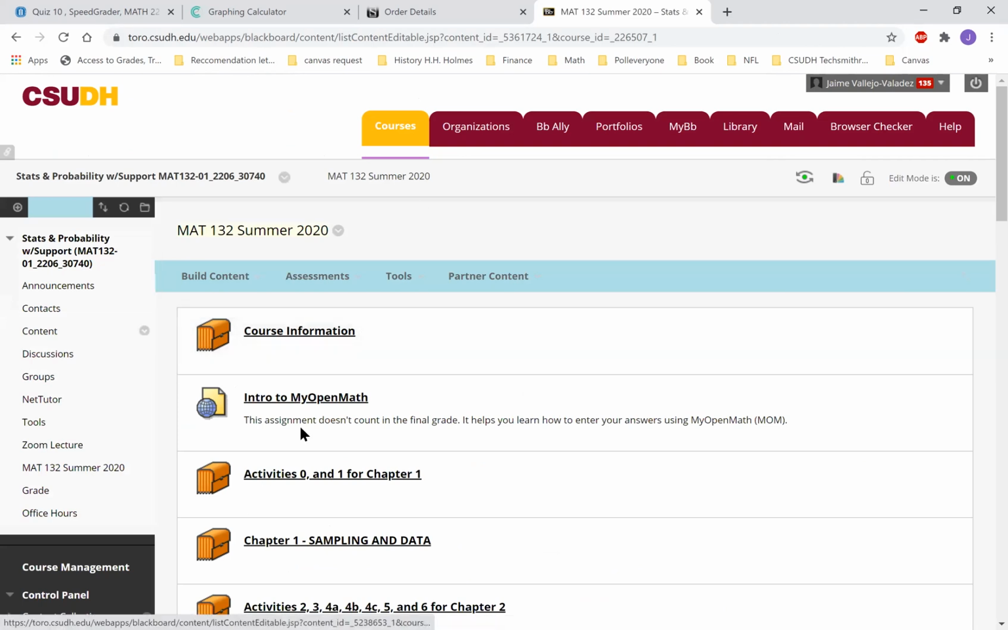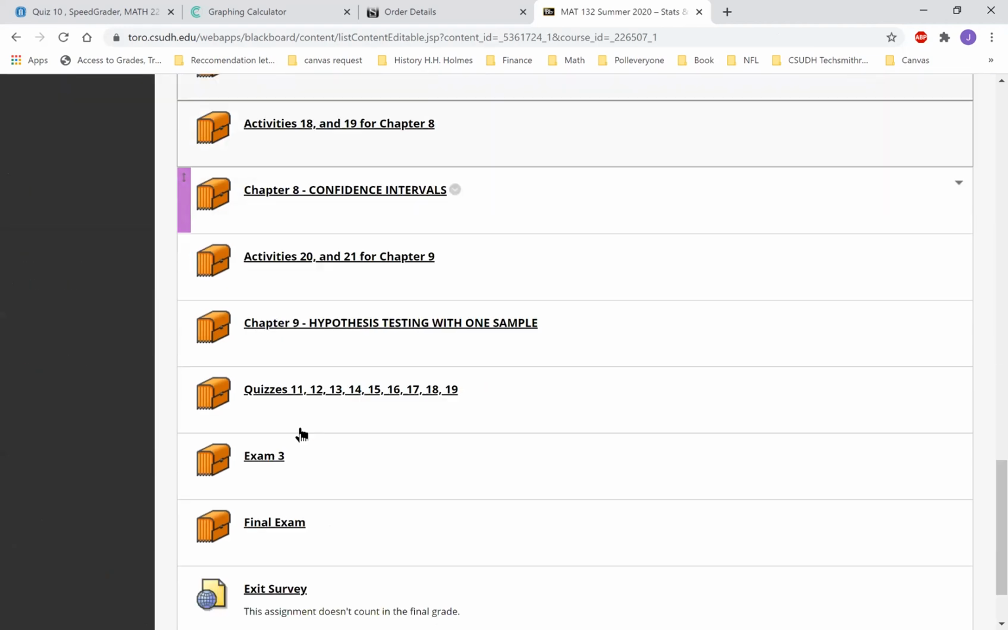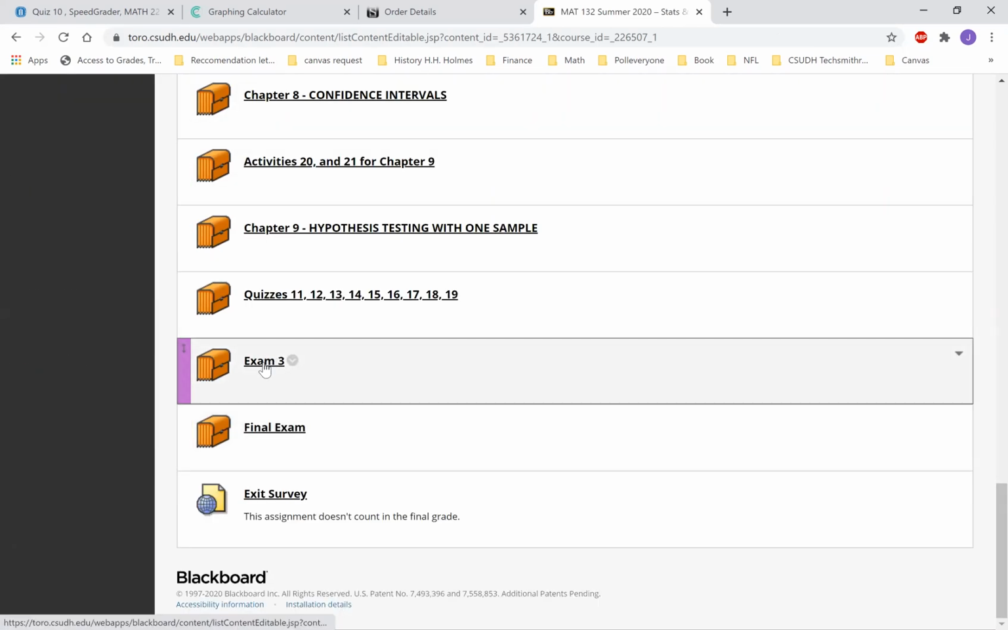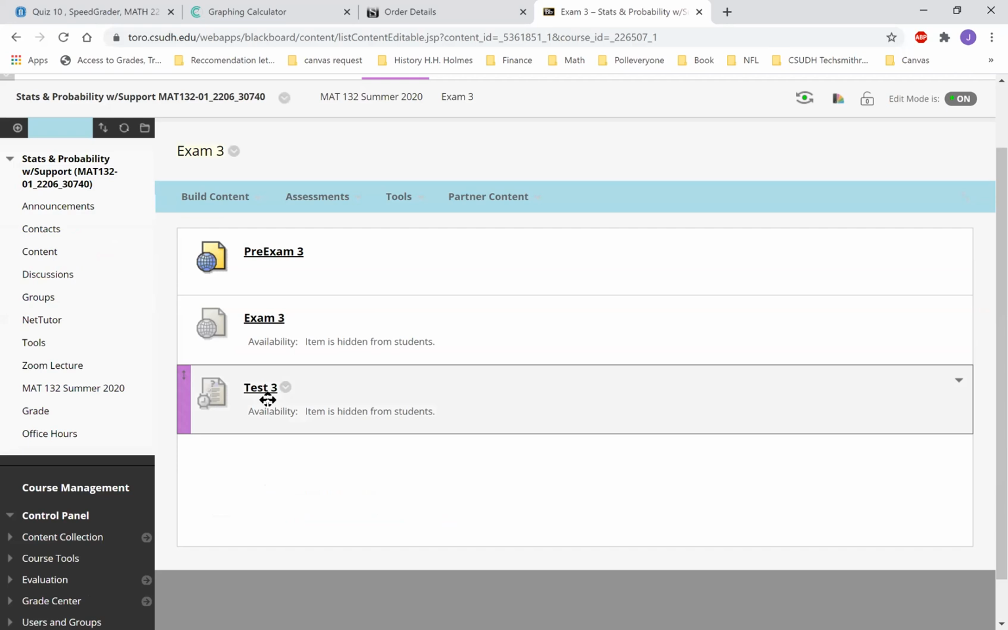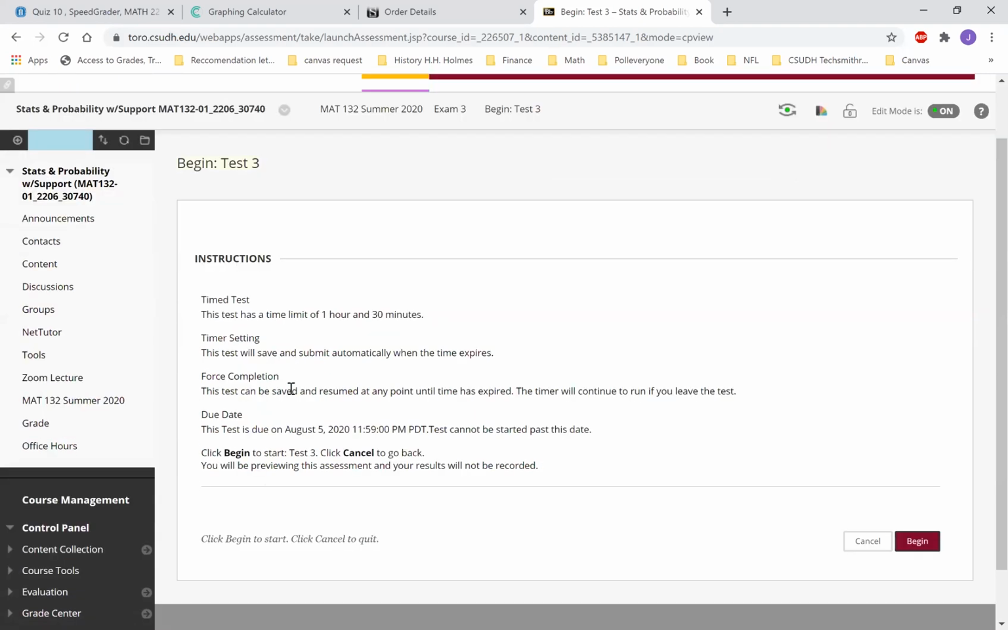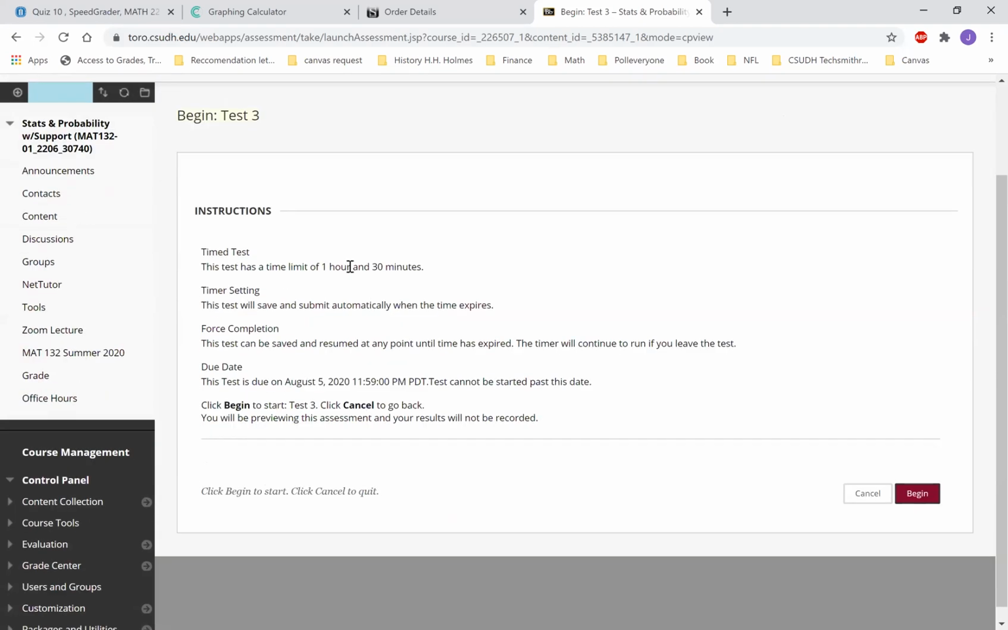All right. So if you go to Blackboard, this is the first thing that pops up. You have to go all the way down, and if you look right here where it says exam number 3, just click it. And you're going to be doing test 3. Once you open it, let me see how many minutes it gives you. I'm going to give you an hour and 30 minutes to do it. So you should have enough time to do the problems and then just upload them.